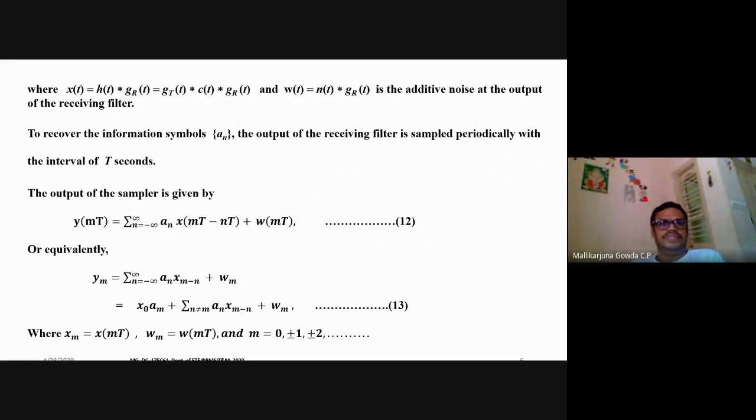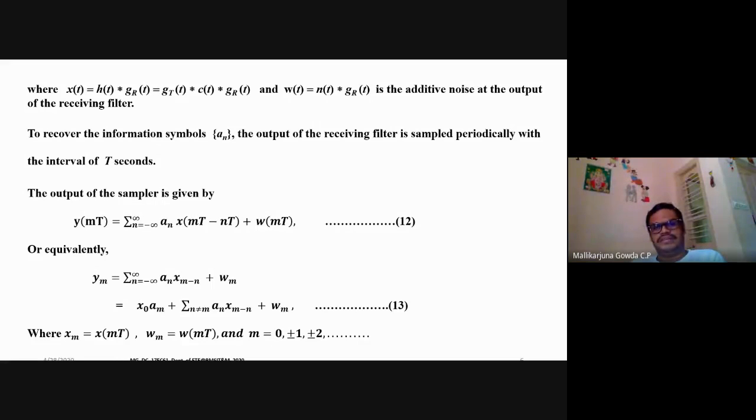gT of t, I said, is the impulse response of the transmitting filter, c of t is the impulse response of the channel filter, and gR of t is the impulse response of the receiving filter. So that is x of t. Then w of t, I said, is the additive white Gaussian noise.